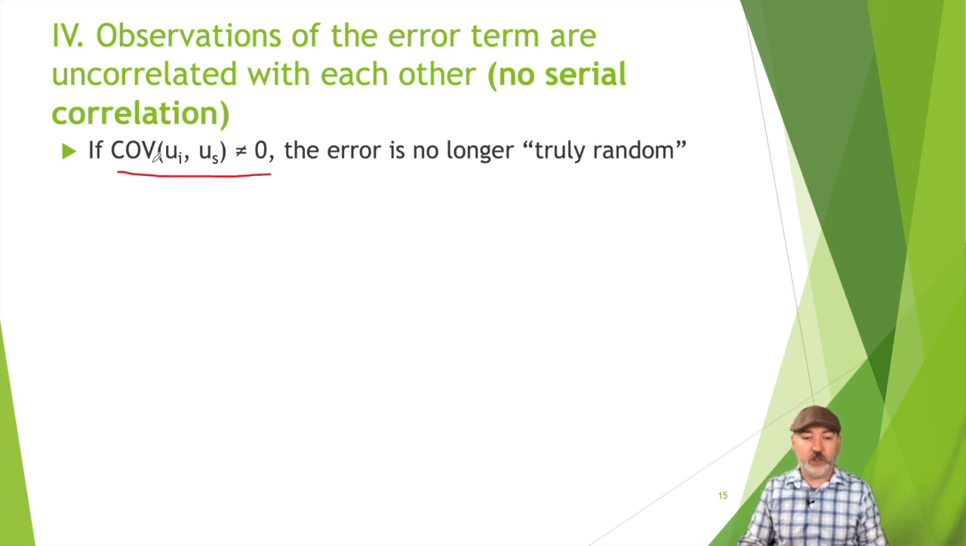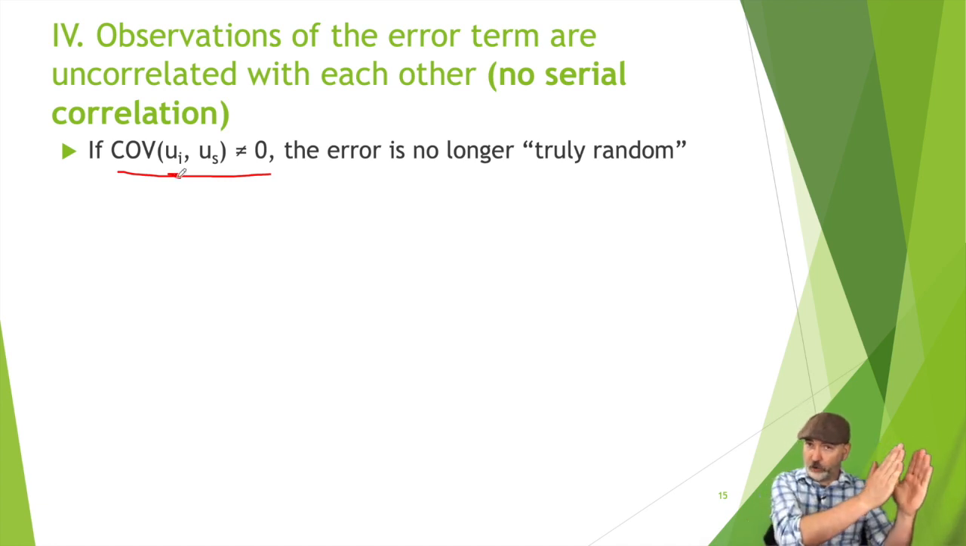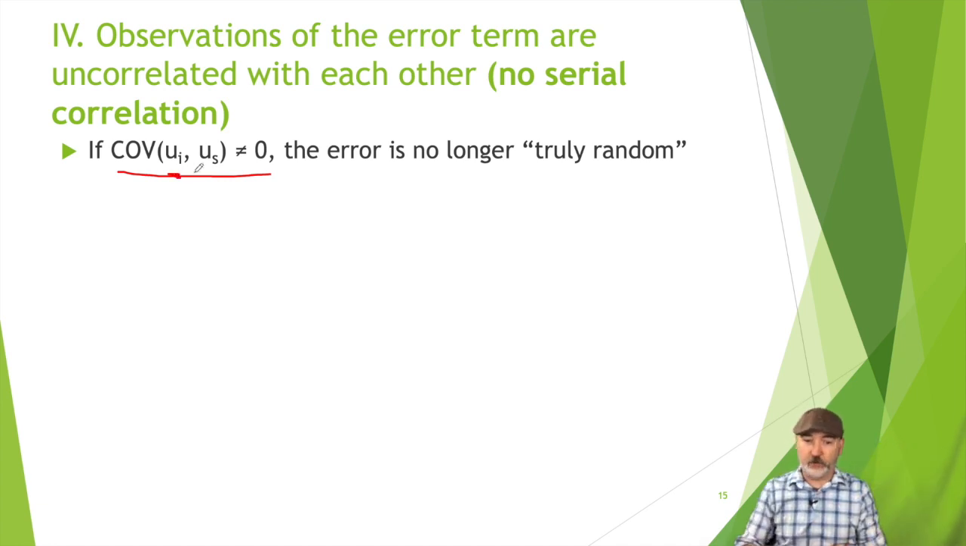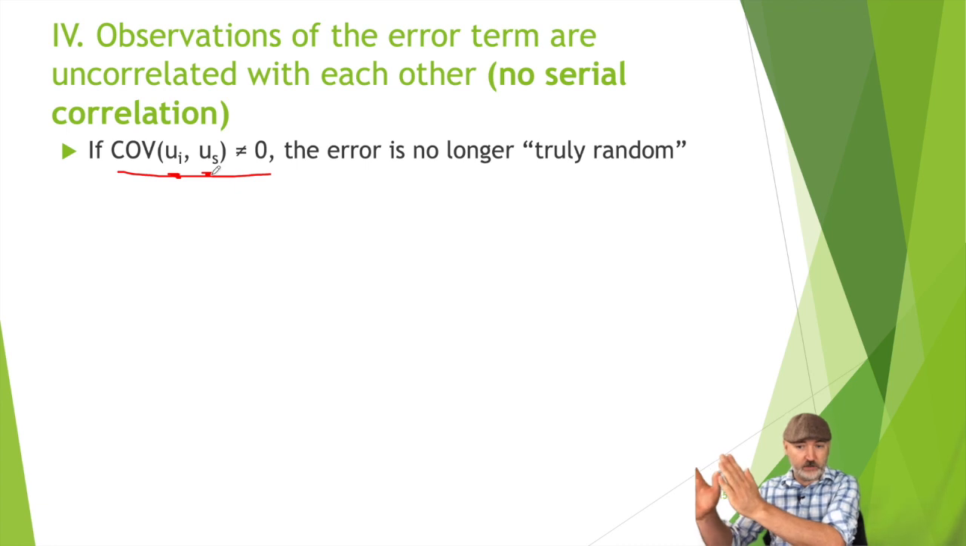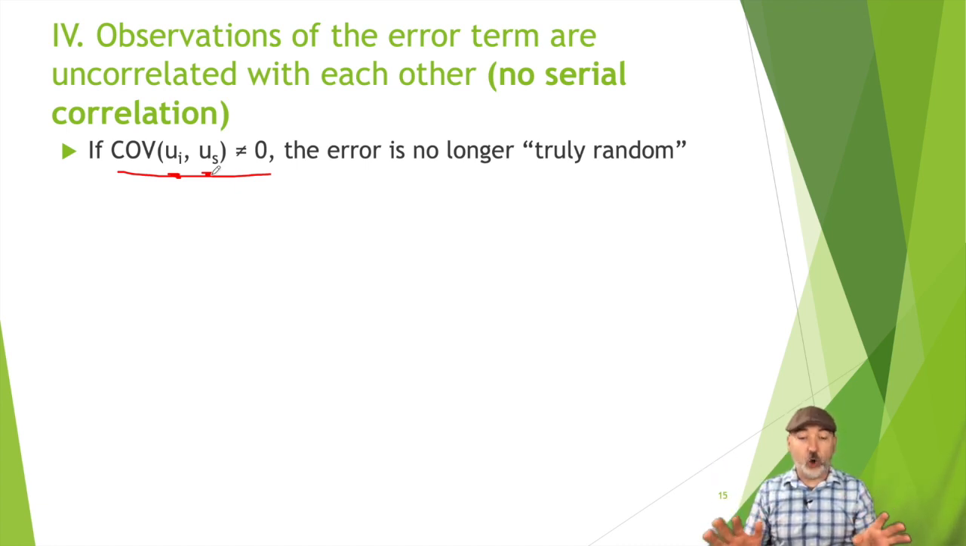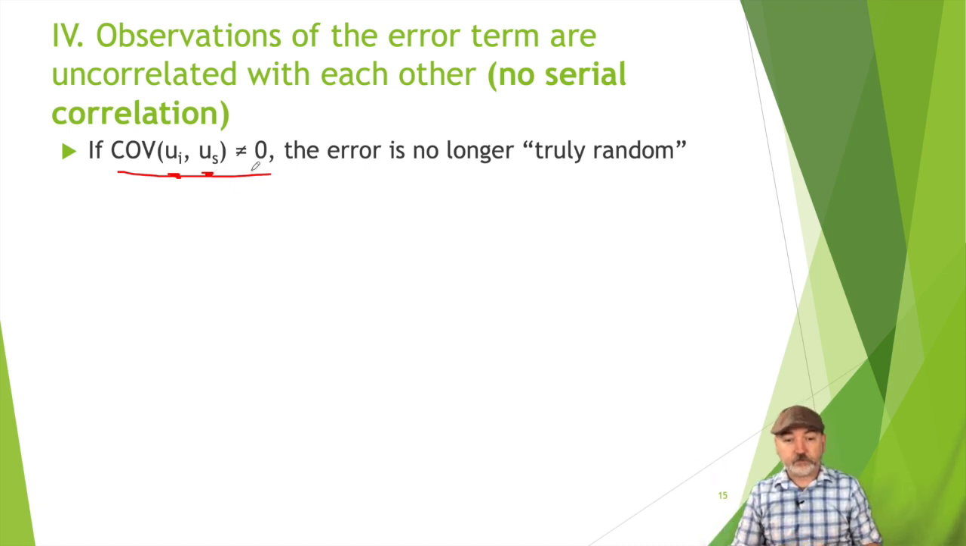So in slightly more technical notation here, we're assuming that the covariance between u sub i, observation i's error term, and some other error term, u sub s, so here's observation i, here's observation s, those are going to be totally uncorrelated. So the assumption is that this is equal to 0.